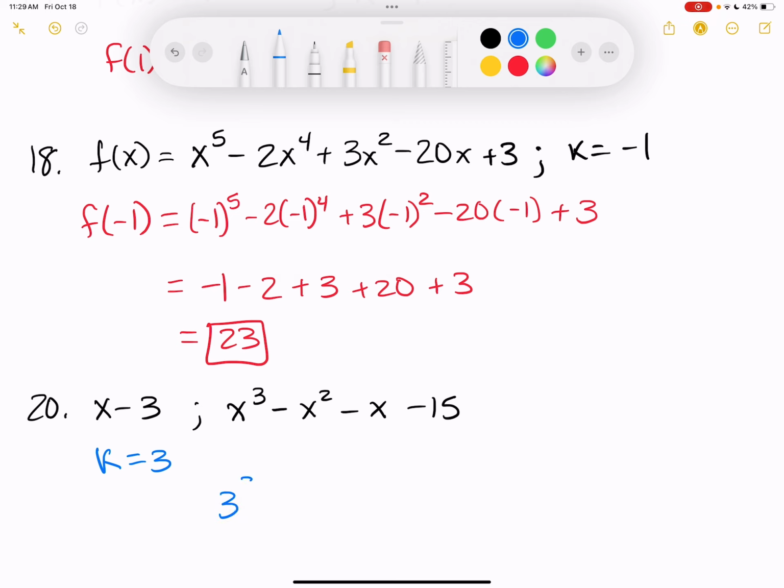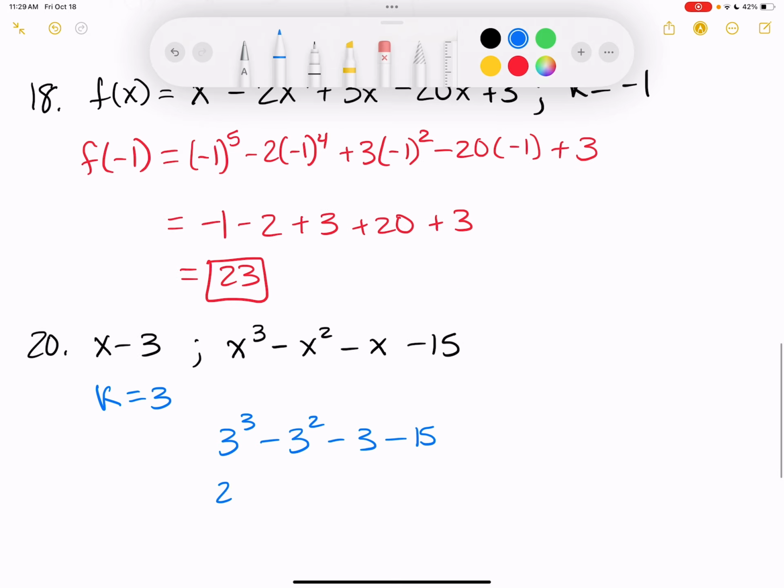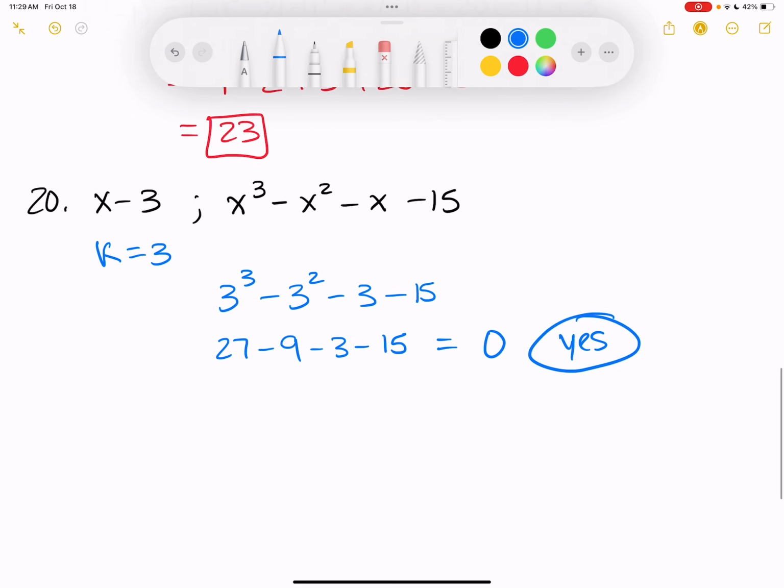So 3 cubed minus 3 squared minus 3 minus 15. So 27 minus 9 minus 3 minus 15 is equal to 0. So yes, this is a factor. And I'll do one more, and then Emma, you can go after that if you want. We're just doing one more.